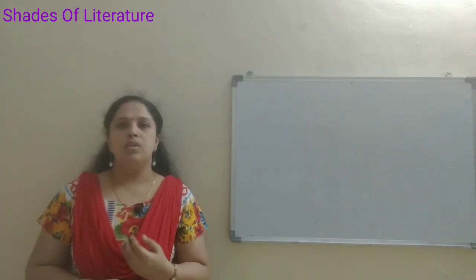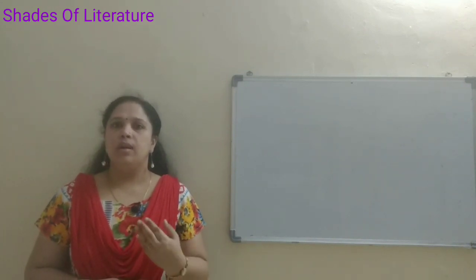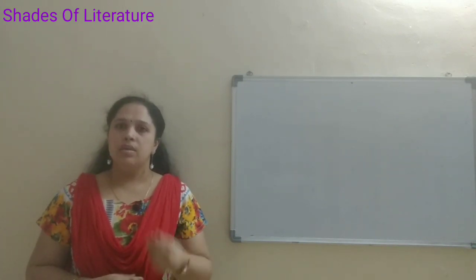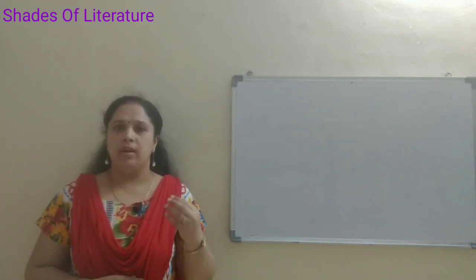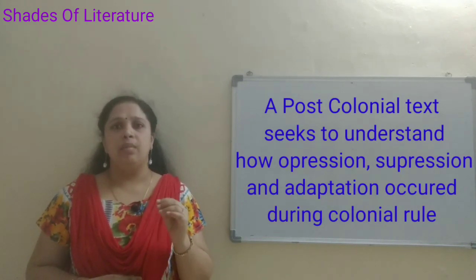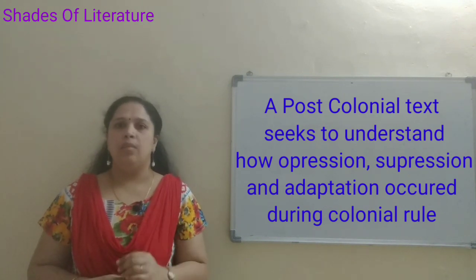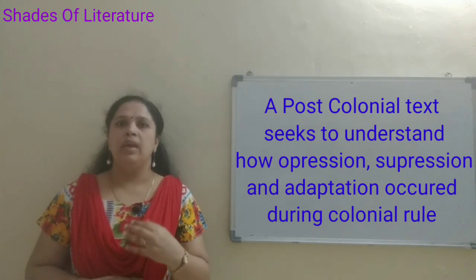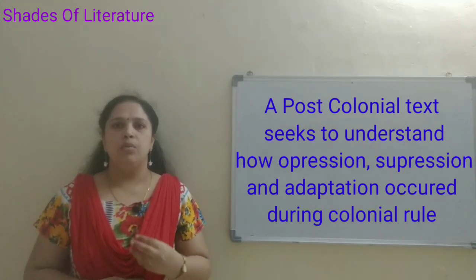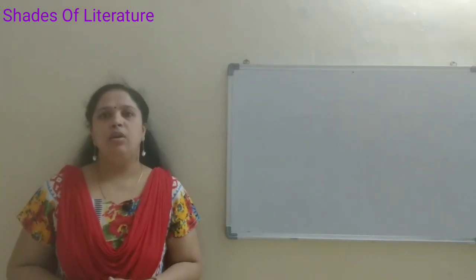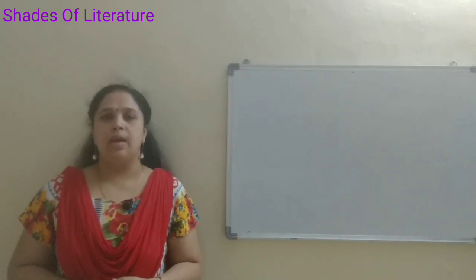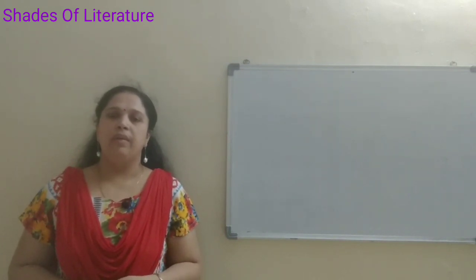Now any post-colonial text, what does it look for, or what is its main aim? It looks at explaining, or rather focusing on, the oppression, the suppression and the adaptiveness of the inhabitants of that place, how they adapted to such circumstances. All these would be explained in a post-colonial text. In order to relate with this colonial rule, I can give you an example. We can take the very example of our country, India, how we were colonized.